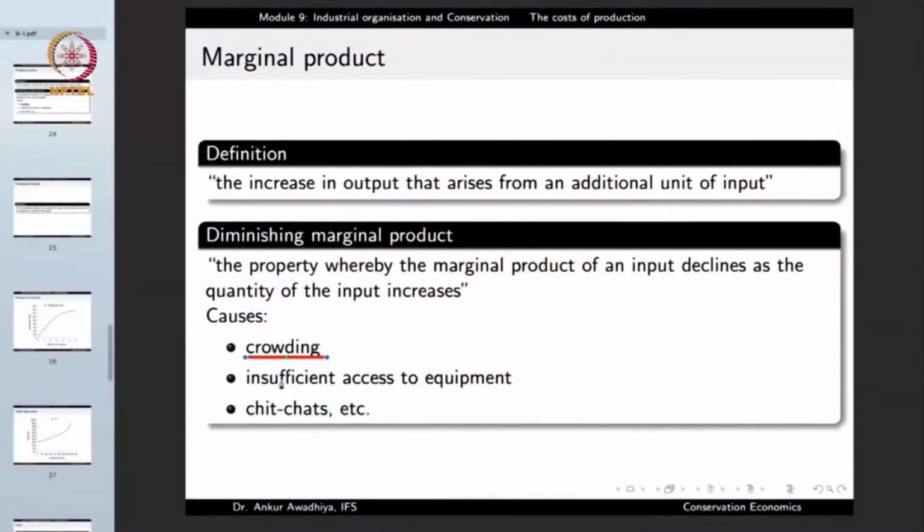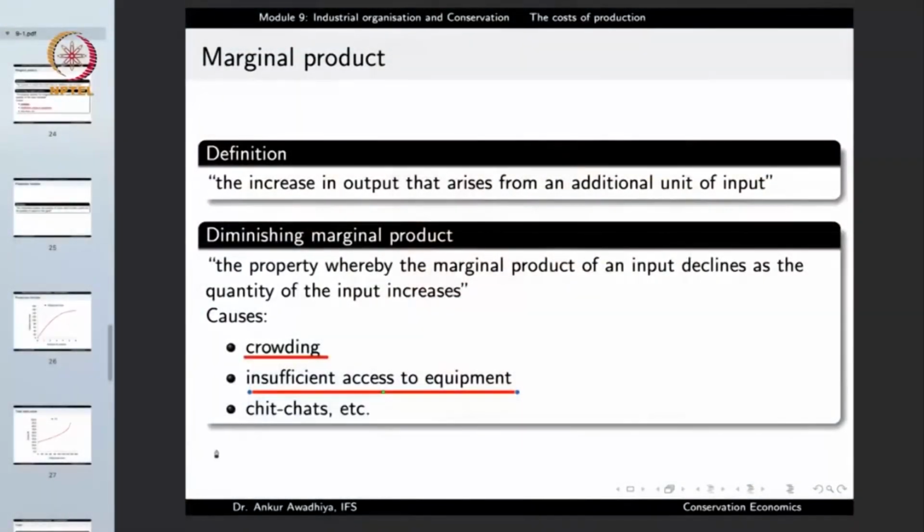Another reason could be insufficient access to equipment. So probably there is only a single mixer in this factory. When there was only one worker, this worker had 100% access to the equipment. But now, when you have 6 workers, and one worker goes to that equipment with things to be mixed, he finds out that there are 2 people already in the queue. So now he does not have sufficient access to the equipment.